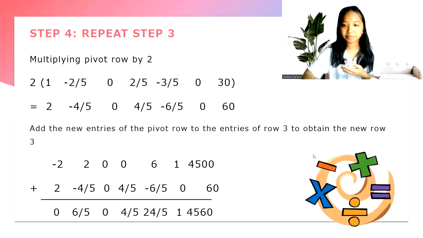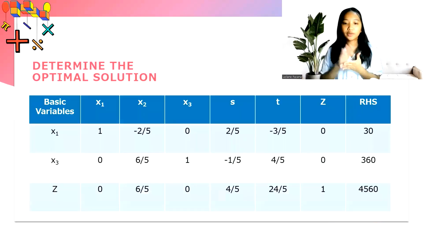Okay? So with that, we have to just put it to the bottom row. So as you can observe, it's 0, 6 over 5, 0, 4 over 5, and 24 over 5, 1, 4,560. So as you can observe, is there any negative entry in the bottom row? Of course, there is no negative entry anymore. And on our pivot column, all of the entries are 0 except for our pivot element, of course. So that means we have obtained the optimal solution.